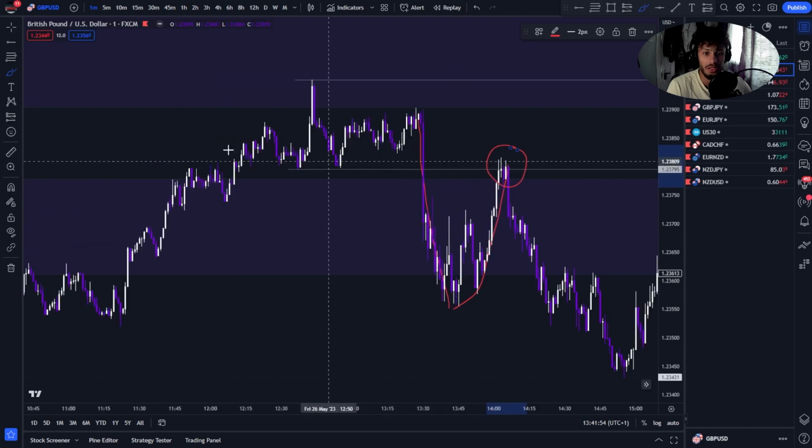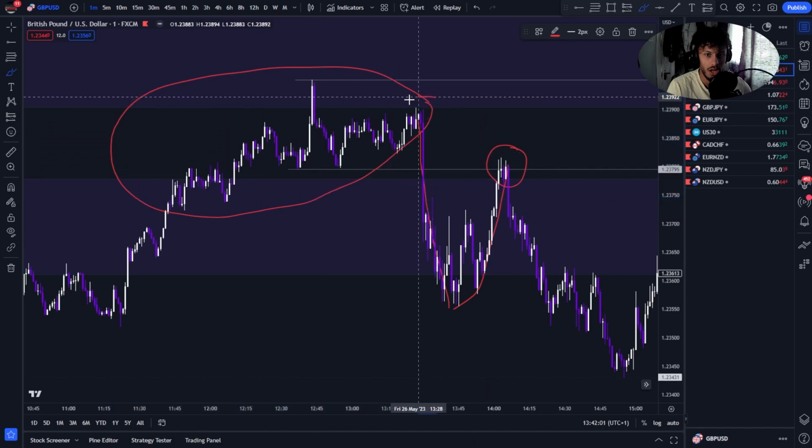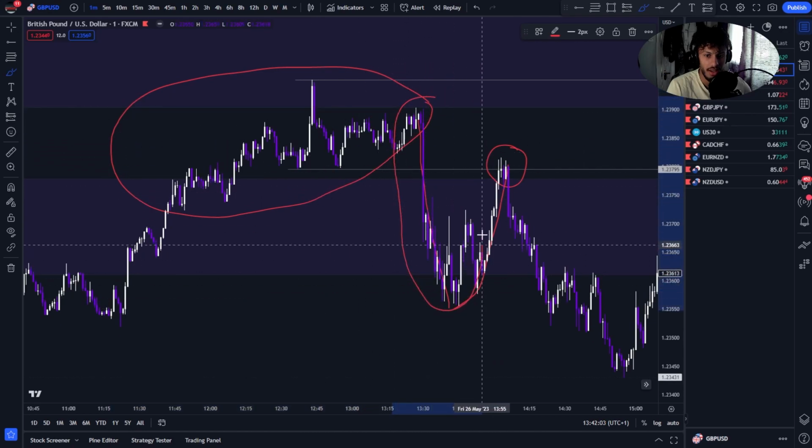What I do then, guys, is very, very simple. I want to look at the price action here, and I want to take a look at the price action here and see if the sellers are actually strong enough in order for me to sell from here or not.